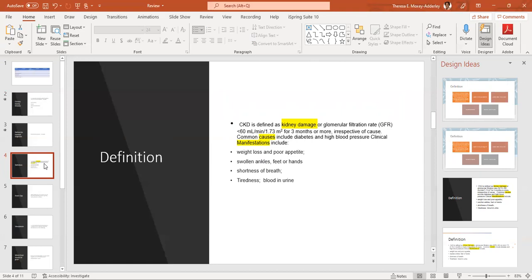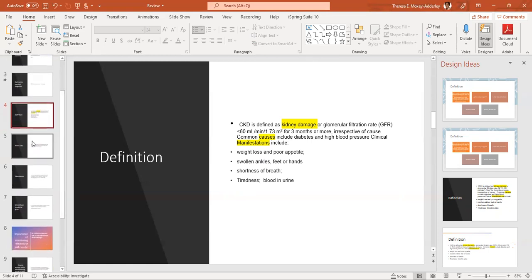Just say, for example, your patient did have chronic kidney disease, okay? There was no indication of high blood pressure on the diagnosis, none. So you would have ruled that out. Clinical manifestation includes weight loss, poor appetite, swollen ankles, shortness of breath, tiredness, blood in urine. None of those were in your patient's clinical manifestation. That is why it is so important, guys, that you write out your definitions.